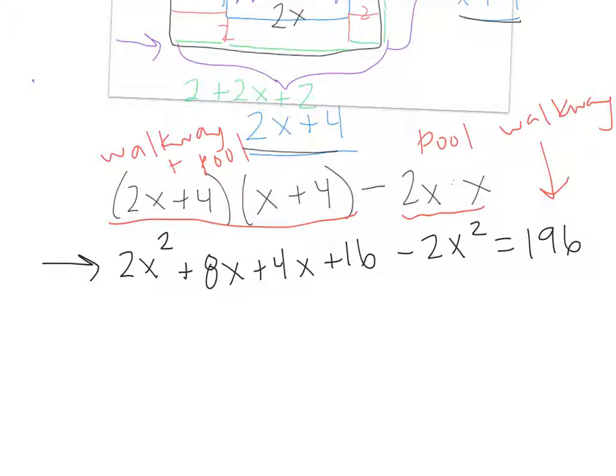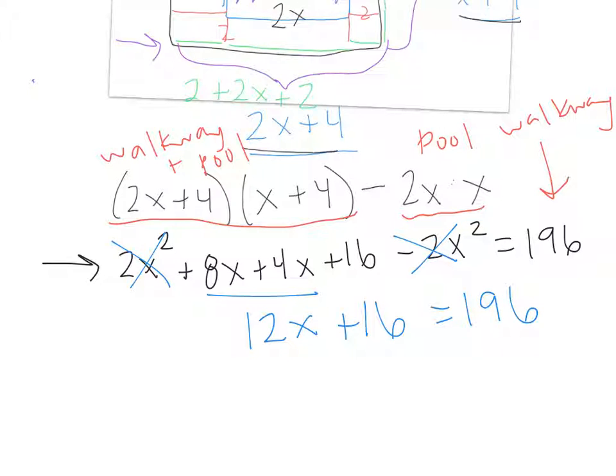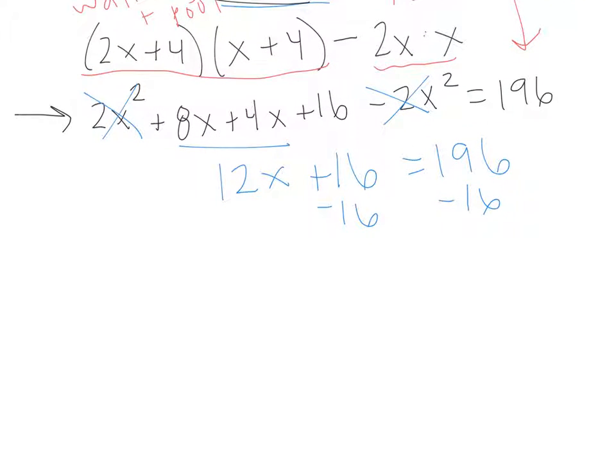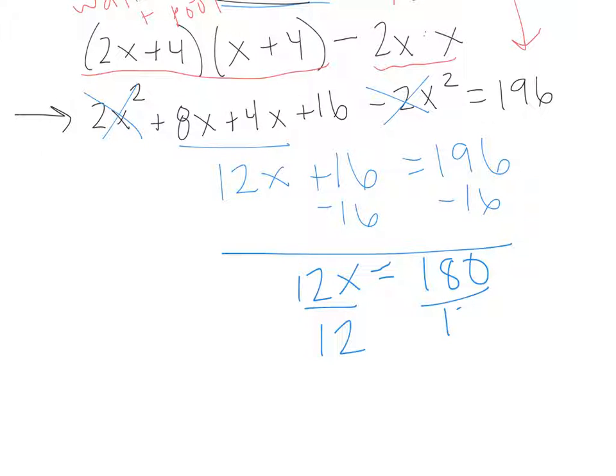So now let's combine some like terms that we can. So 8x and 4x gives me 12x. My 2x squareds actually cancel out. So 12x plus 16 equals 196. Subtract 16 from both sides, and I get 12x equals 180. And then I want to go ahead and divide by 12 and get x equals 15.